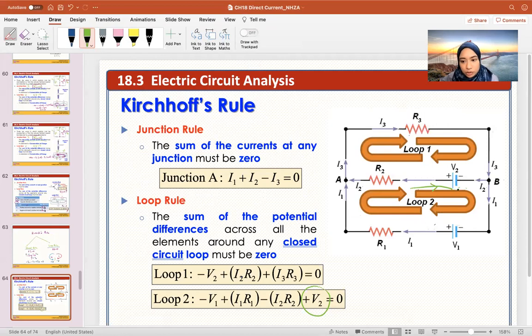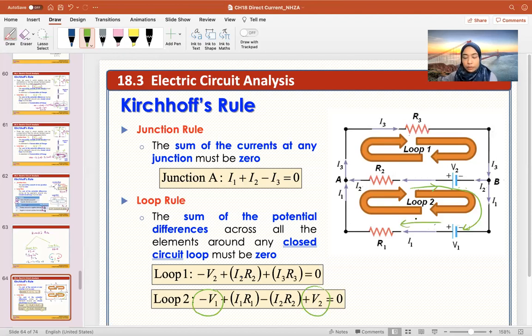Okay, so I meet the V2. I told you I'm meeting the positive terminal of the V2 first, and then as I move along the loop, I see the negative side of V1. So it's a negative V1. Negative V1. Okay, so moving on.